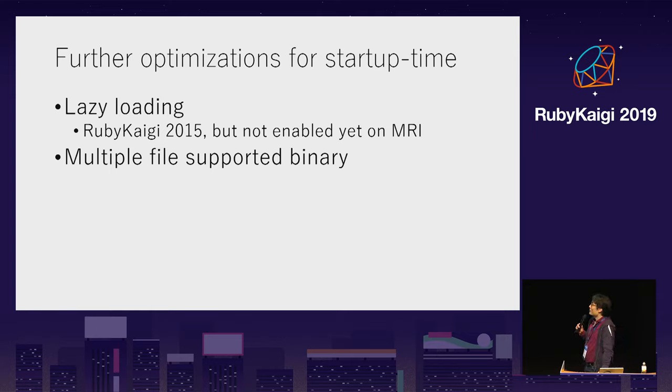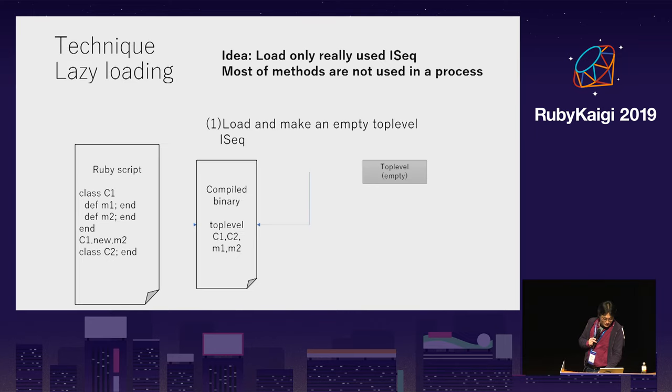I show two techniques: lazy loading and multiple file support in the binary. The lazy loading technique was invented in 2015, and I showed this technique at RubyKaigi 2015. The current MRI has the code to do that, but it is not enabled yet. The lazy loading is a very simple technique.